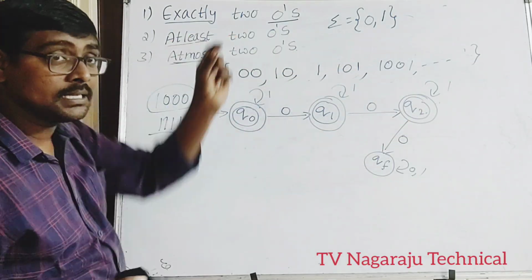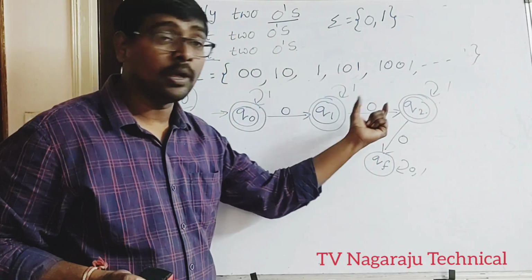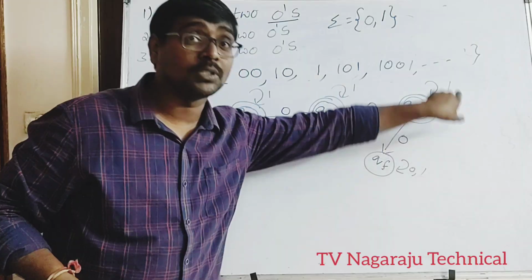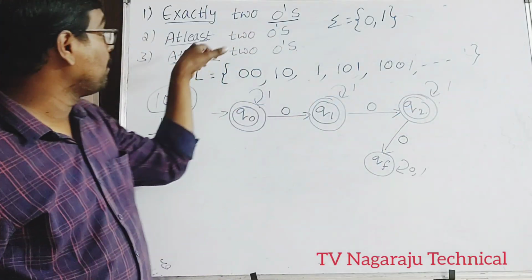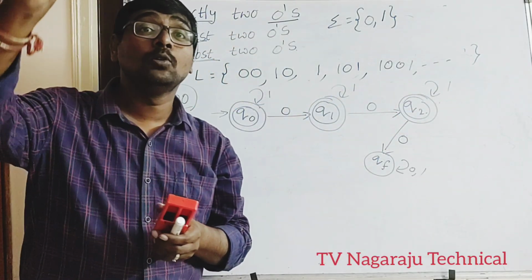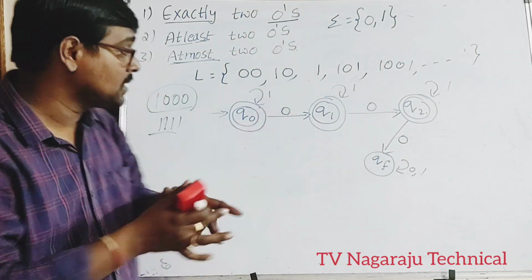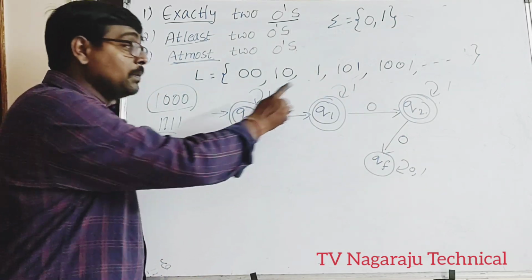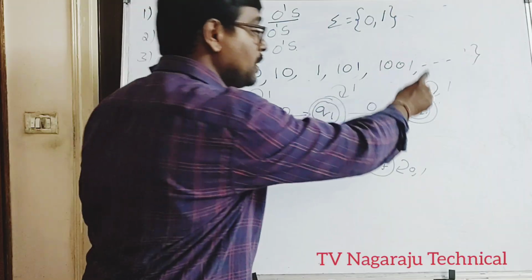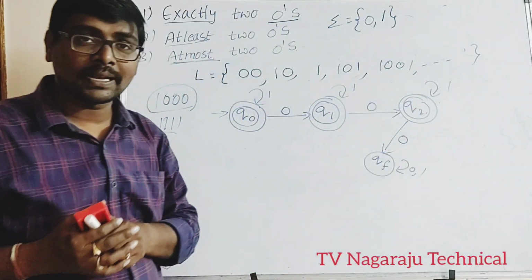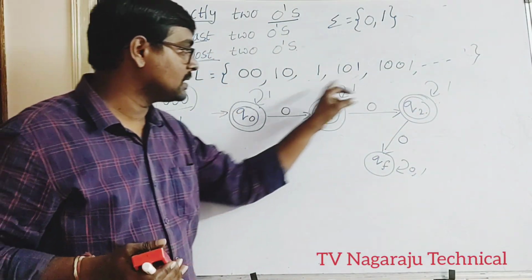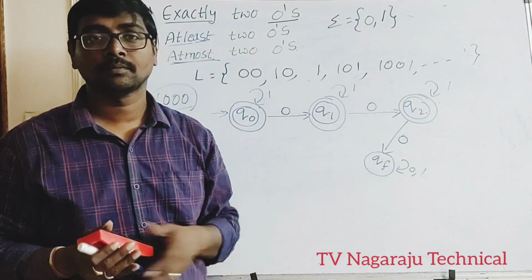In the second case, minimum 2 zeros are required, and maximum any number of zeros. That is the reason I wrote the self loop. But in the third case, maximum 2 zeros are allowed, which means 0 zeros are accepted, 1 zero is accepted, 2 zeros are also accepted. This is the finite automata. Thank you.